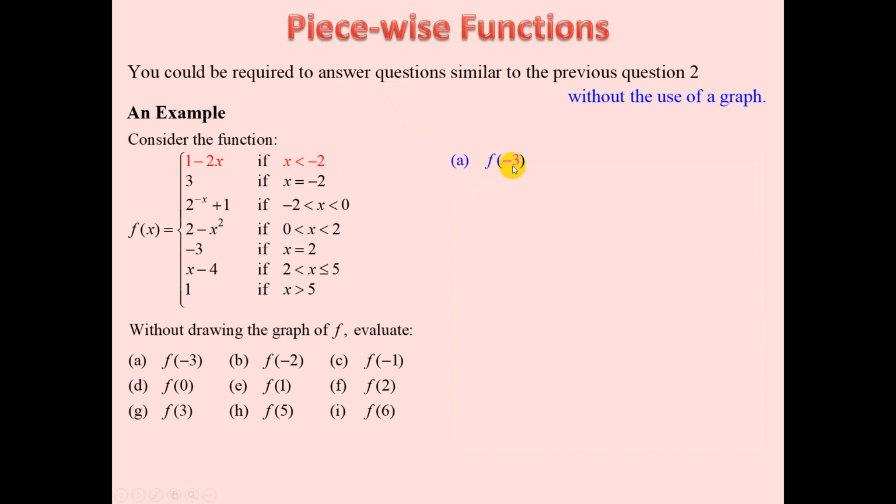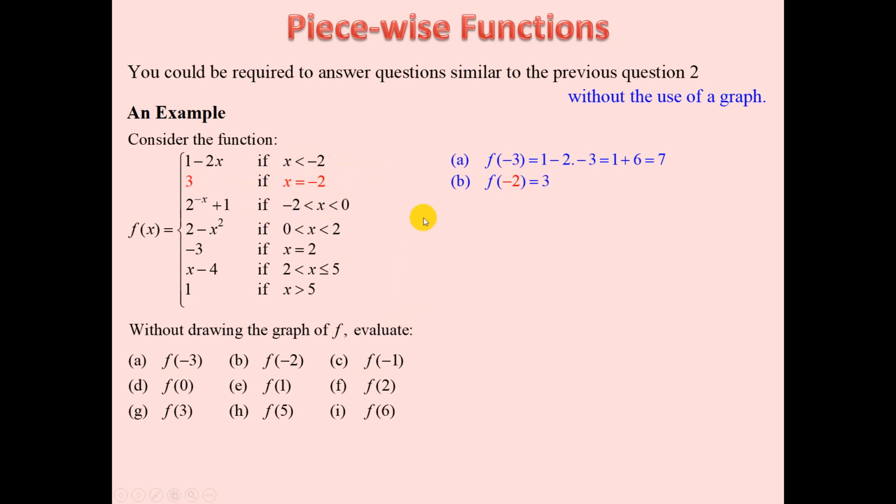Now what I'm doing is I'm highlighting. What I say is, f of minus 3, which of these areas does minus 3 belong to? Well, it's that one, so therefore it's that function. So all I have to do is substitute minus 3 into that function. And we get 7. If we have a look at the next one, minus 2, well, it doesn't belong there, it doesn't belong there, but it belongs there because that's x equals minus 2. And when x is minus 2, y is 3.